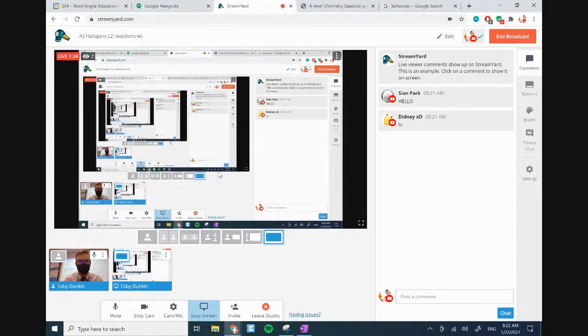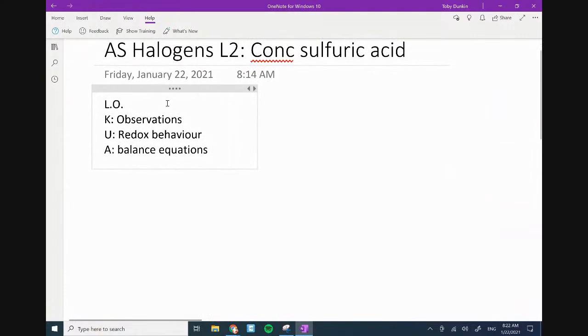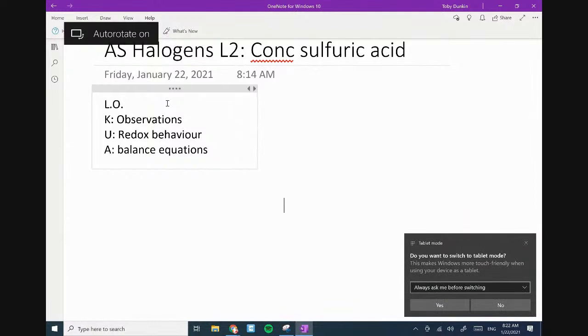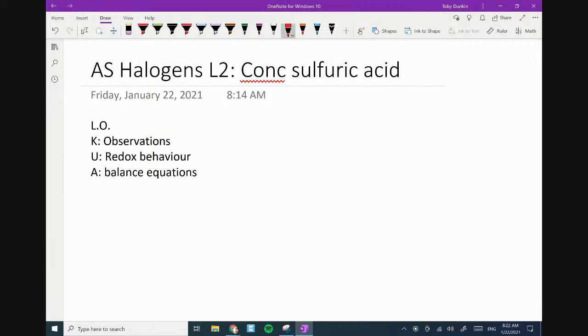So today's lesson, let's bring that over to there, zoom in. Here are my learning objectives. I'll switch my tablet now to tablet mode. Okay, we're there. So concentrated sulfuric acid. The three learning objectives that we need to work through today. Oh, is it frozen? Oh, thank you very much. Thanks, guys. There we go.